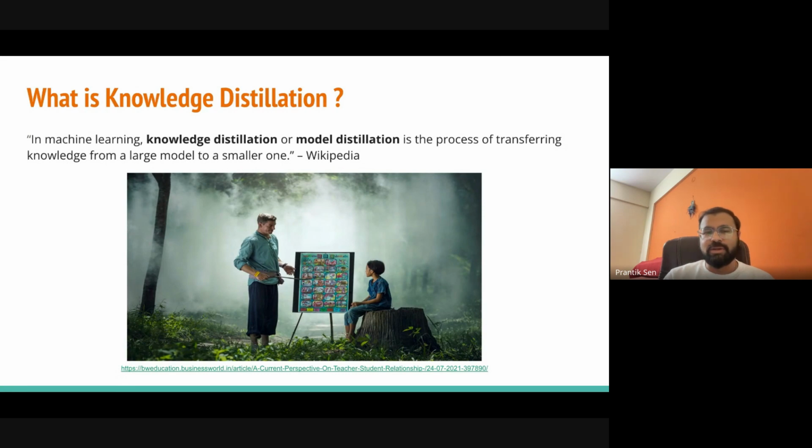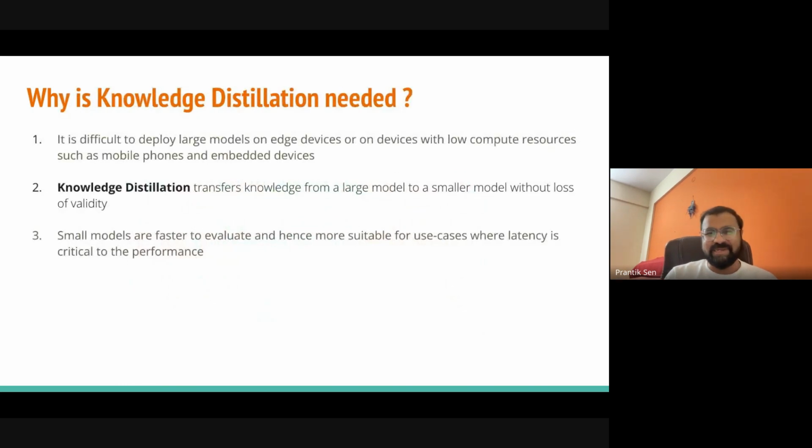Now these kinds of bigger models have their limitations. They are slow. Then if you have a low compute system on which you want to deploy this, these models cannot be deployed there because of your budget constraint, right? So again, to talk about why knowledge distillation is needed, it is difficult to deploy large models on edge devices like your mobile phones or embedded devices. And knowledge distillation is a very effective strategy to match the performance of a larger model using a very small student model.